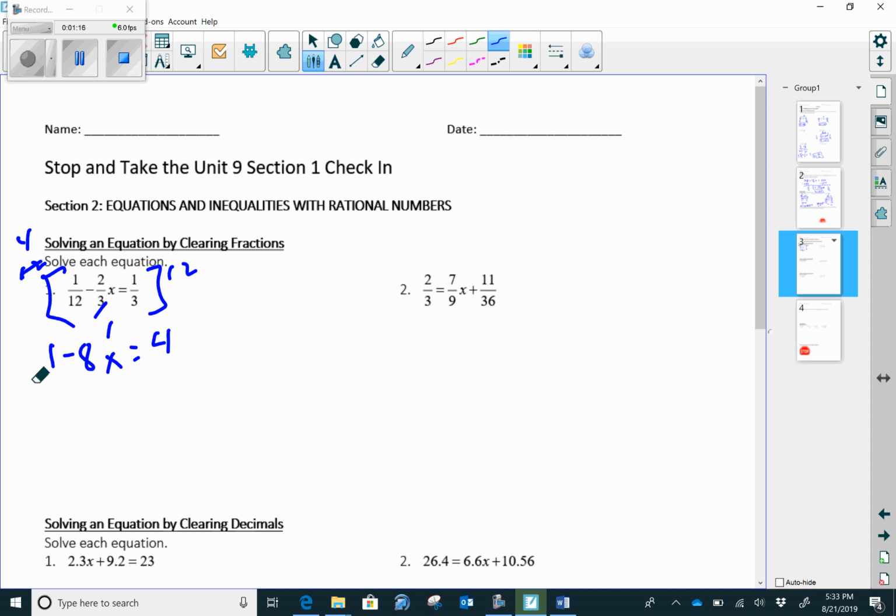So I'm going to subtract 1 from both sides. That's going to give me negative 8x equals 3. Now I'm dividing both sides of the equation by negative 8. So my answer will be x equals negative 3/8. I'll let you do number 2.